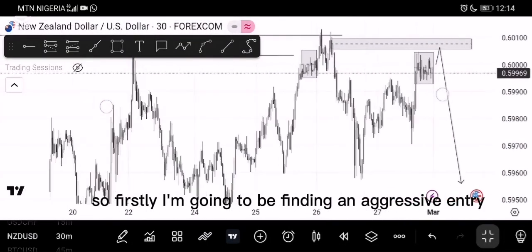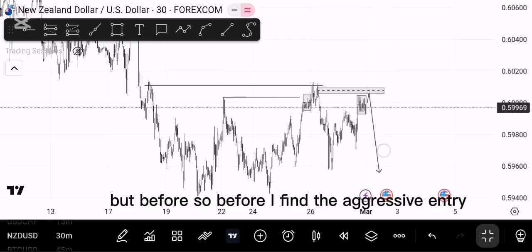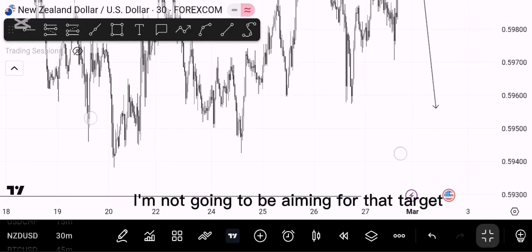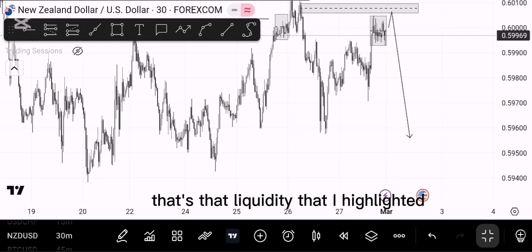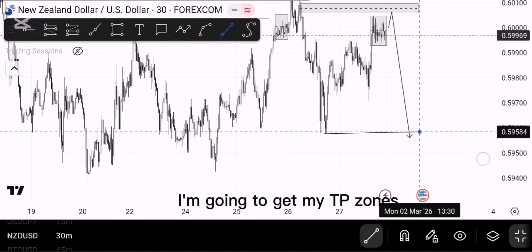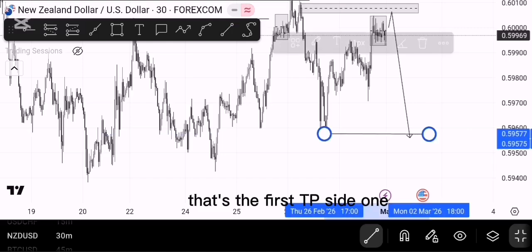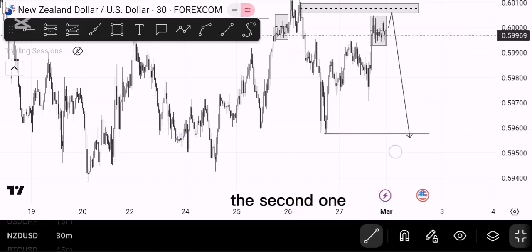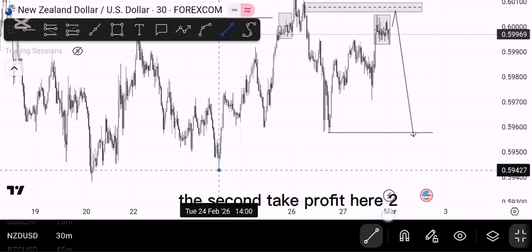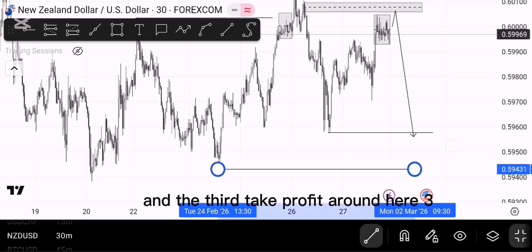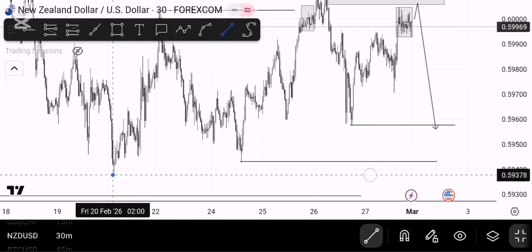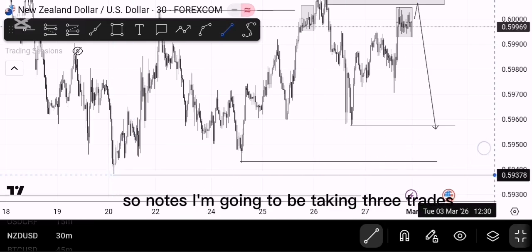So firstly, I'm going to be finding an aggressive entry, but before I find the aggressive entry, let's first know our target. I'm not going to be aiming for that target, that's that liquidity that I highlighted, but where I'm going to be aiming is I'm going to get my TP zones. That's the first TP side, 1, the second take profit here, 2, and third take profit around here, 3.